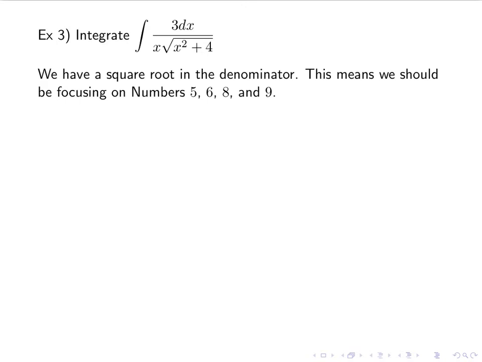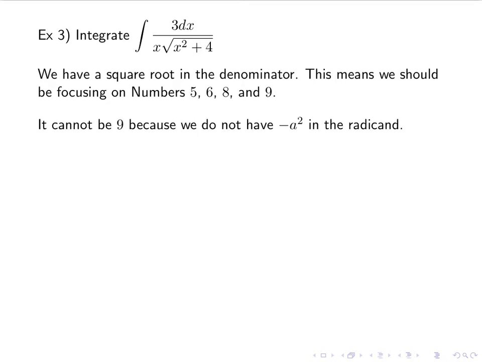So the first thing we want to notice is that we have a square root in the denominator. This means that we're going to be looking at 5, 6, 8, and 9 from the table because all of those involve a square root in the denominator. We can eliminate 9 because 9 involves u squared minus a squared, and we don't have a minus a squared because we have a plus 4 here. So we know it's not 9.